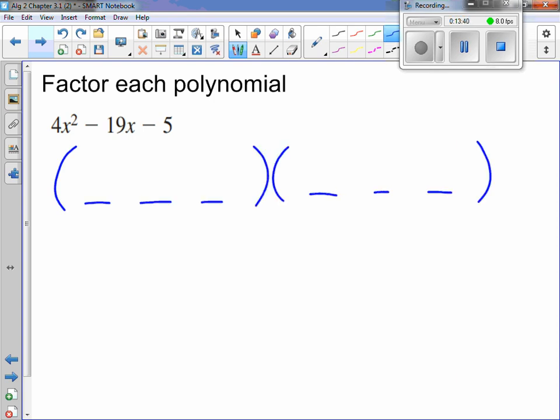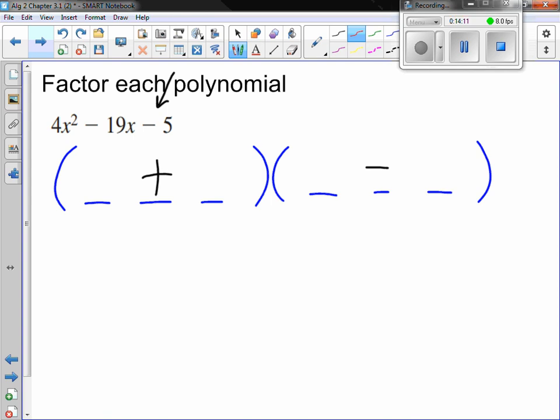2 sets of parentheses with 3 spaces. Next thing we look for is sign. So the constant term is negative, so the signs are opposite. Because the only way we can get a negative number is if the signs are opposite when we multiply.